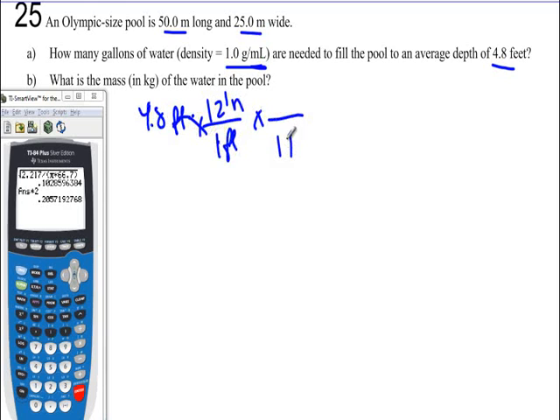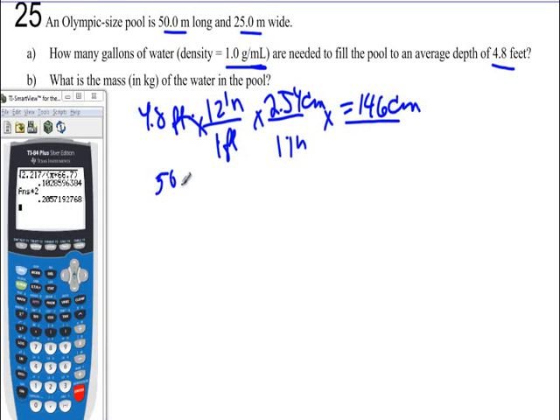and what I need now is 1 foot is 12 inches, and I know that 1 inch is 2.54 centimeters. Alright, and if I multiply this out, I get 146 centimeters.